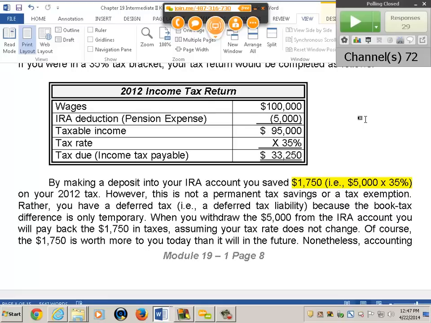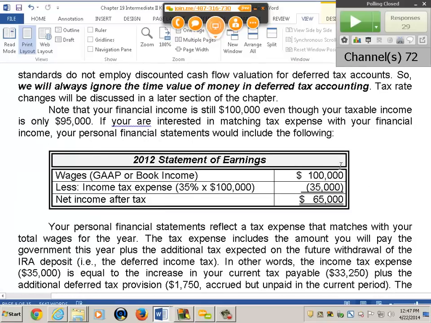Now, does that match? Yes, it does, because if you look here, your reported income, your GAAP income is $100,000. So this matches with GAAP income. Now, why is your GAAP income $100,000? Well, that's your reported income. If someone asked you, what was your gross income? What was your income for 2012? It's $100,000. It's not $95,000. That $5,000 pension deposit is not an expense to you. It just took $5,000 of your own money and put it in a different asset. It didn't change your income.